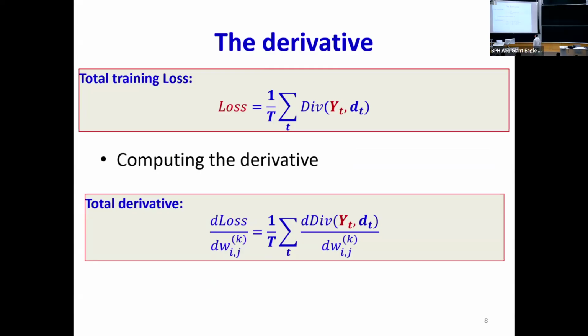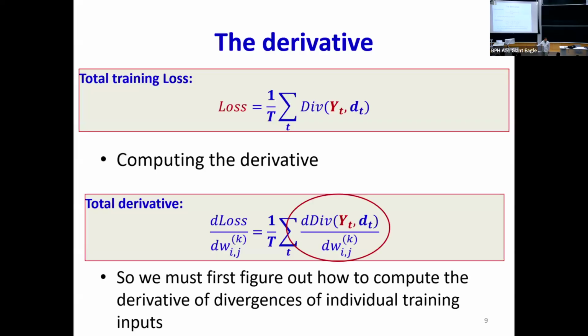So the derivative of the loss is going to be the average of the derivatives of the divergences for the individual training instances in the training data. Very simple. And so this means again that the term we want to compute is this one, the derivative of the divergence for any individual training instance with respect to the network parameters.